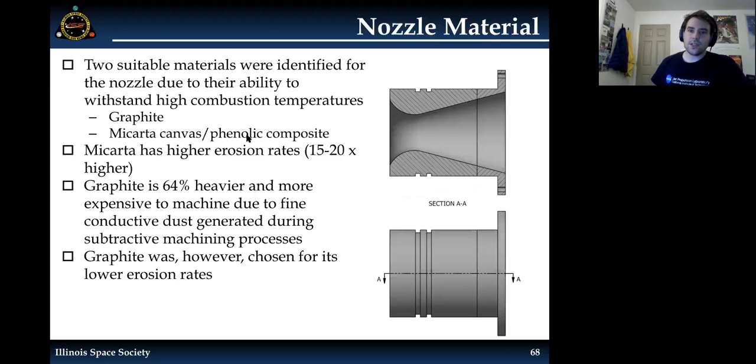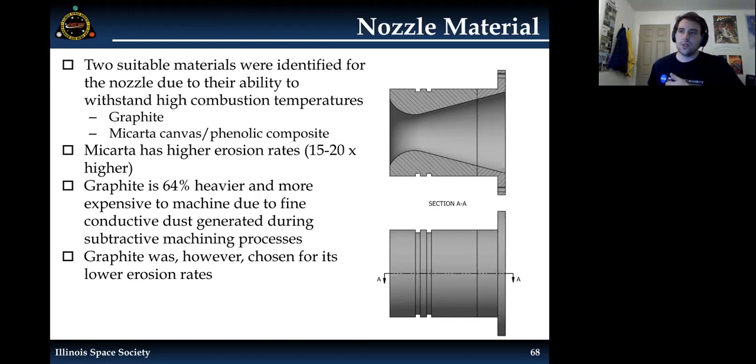So we identified two materials that we wanted to use for our nozzle. And they're identified for their ability to withstand the high temperatures of the combustion materials. And these two things are graphite and Micarta canvas phenolic composite. So the one thing to note about the Micarta is that it has a high erosion rate, which means that it's an ablative material. That means it deals with the heat by allowing the outer material to flake off over time. And it has a higher erosion rate than graphite, which means that more of the material erodes over time.